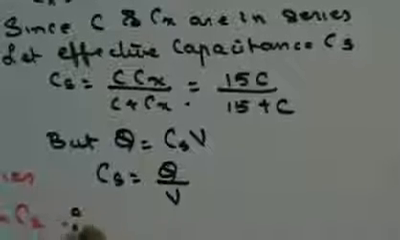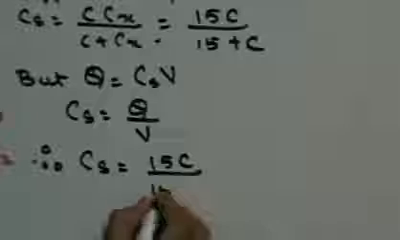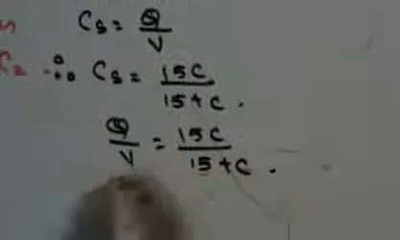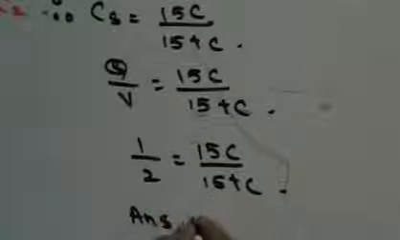So if I substitute, I have Cs is equal to 15C upon 15 plus C. So Q upon V is 15C upon 15 plus C. Q I know, V I know, I get the value of C. Right? When you solve this, you should get the answer, C should be 15 upon 29 farad. Next, take our next one please.